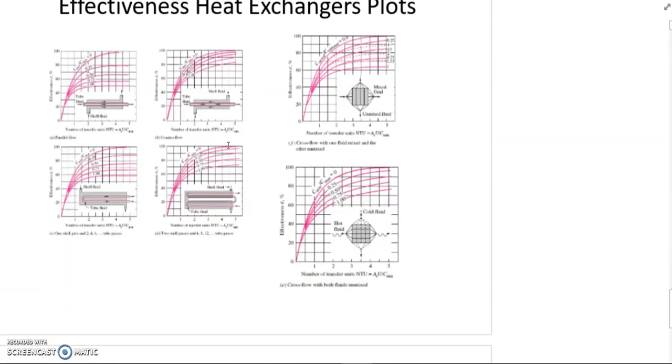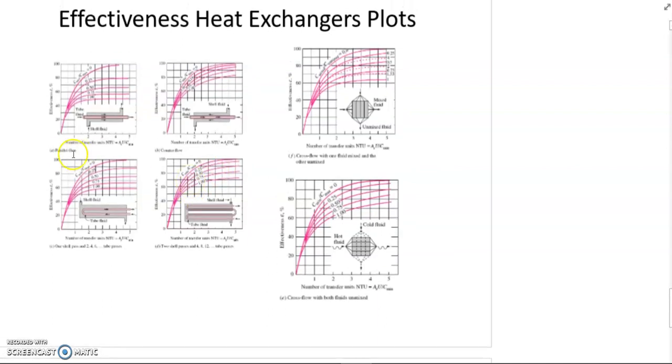And in this plot, sorry it's not clear, but you can refer to the slide. I have uploaded this slide in our UFuture folder. So here there are types of heat exchanger: A, parallel flow, B, counter flow, C, one shell pass, D, two shell pass. They have 6 different types of heat exchanger.